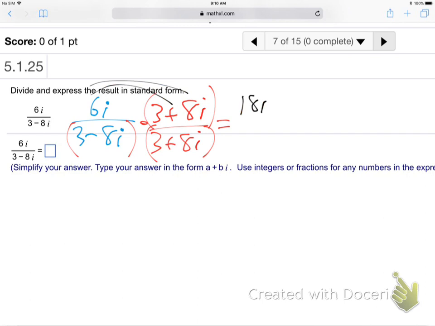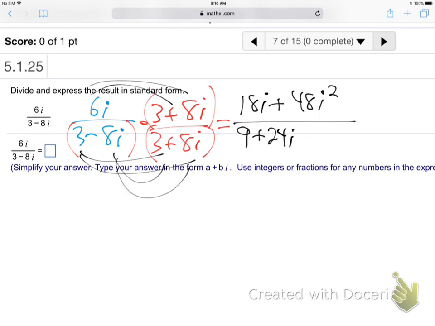Distribute. 18i plus 48i squared, boom, boom. 9 plus 24i, minus 24i, minus 64i squared. We good to there? And these cancel. And so then we get 18i.